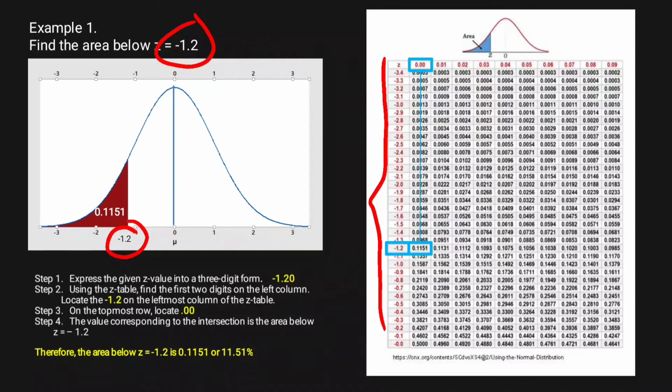Or, convert in percent, so move lang natin yung decimal point 2 places to the right and put the percent symbol. So therefore, in percent, the area is 11.51%. 11.51% pag kinonvert sa percentage.